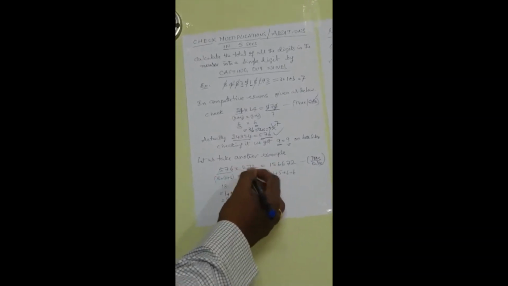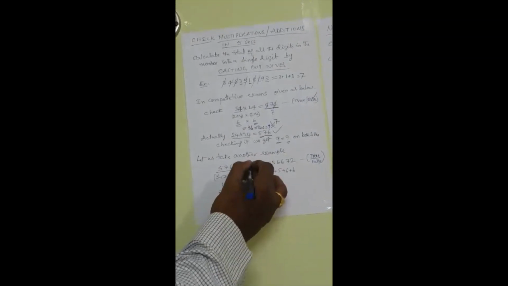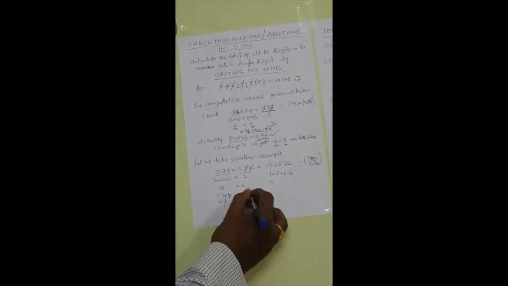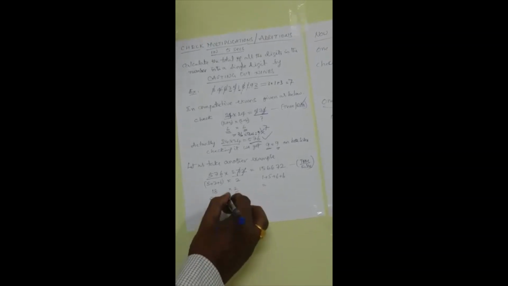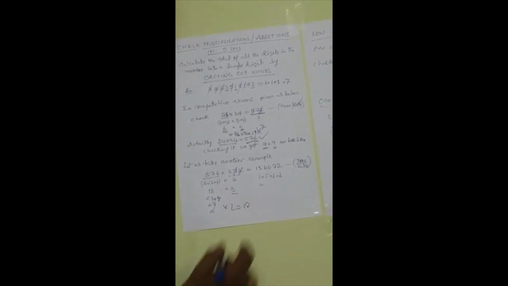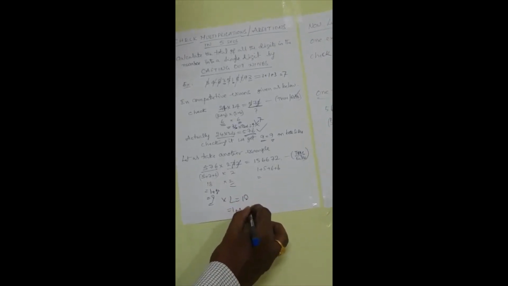Here, the second one is 272. In this, there are no 9s, but 7 and 2 are there. This 7 plus 2 is 9, so you are left with only 2. Here 2, and here 9. So 9 into 2 is equal to 18. This 18 is again added to 1 plus 5 is equal to 9. So here you got 9.